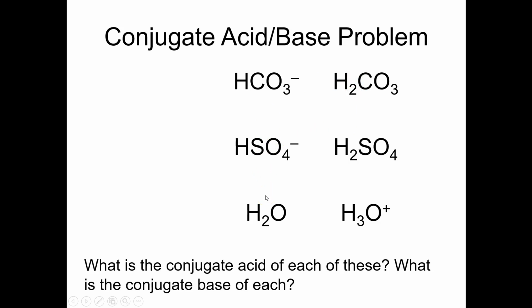What about the identity of the conjugate base of each? Well, to get from an acid to its conjugate base, you remove an H plus. And so the conjugate base of bicarbonate is carbonate, because that's what you get when you remove an H plus. The conjugate base of bisulfate is sulfate. That's what you get when you remove the H plus. The conjugate base of water is hydroxide. That's what you get when you remove an H plus from water.